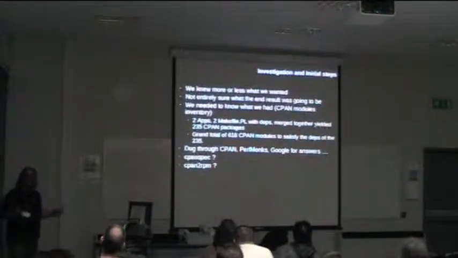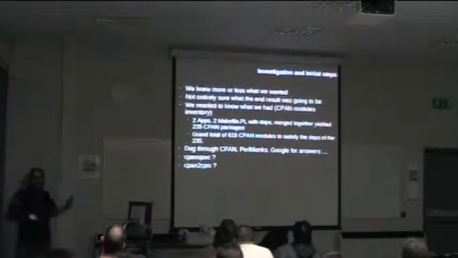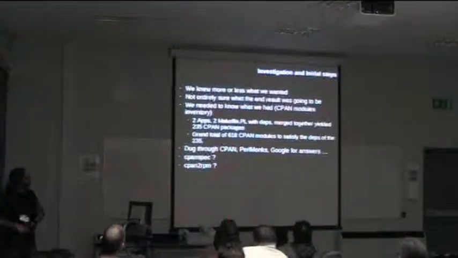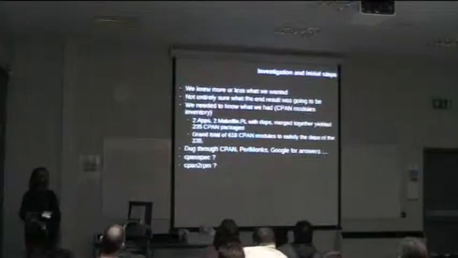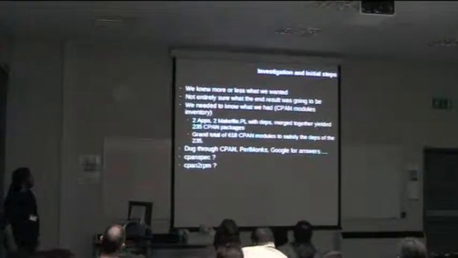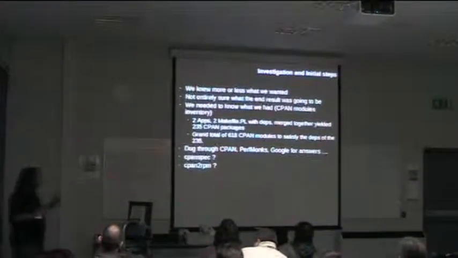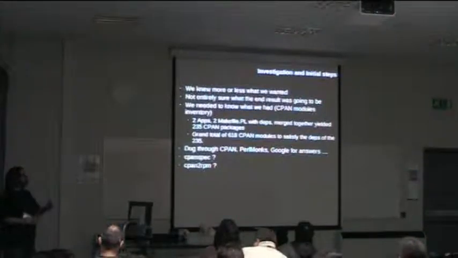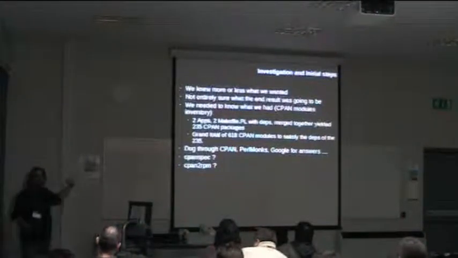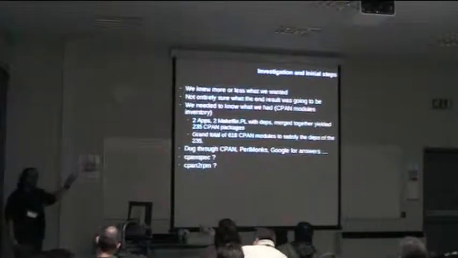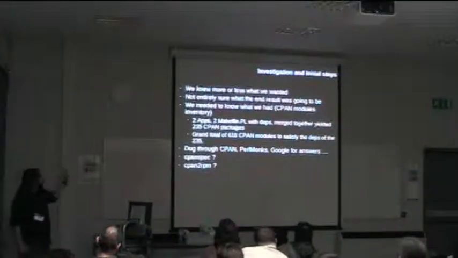We started with an inventory of what we had. We had two main applications, a mod_perl application and a Catalyst application, that we deployed on a three-week basis. What I did was merge the makefiles of these two projects, and the dependencies of these two makefiles merged yielded 235 CPAN packages that we were describing explicitly in the makefile. Of course, a grand total of 618 CPAN packages were required to satisfy the dependencies of these 235.